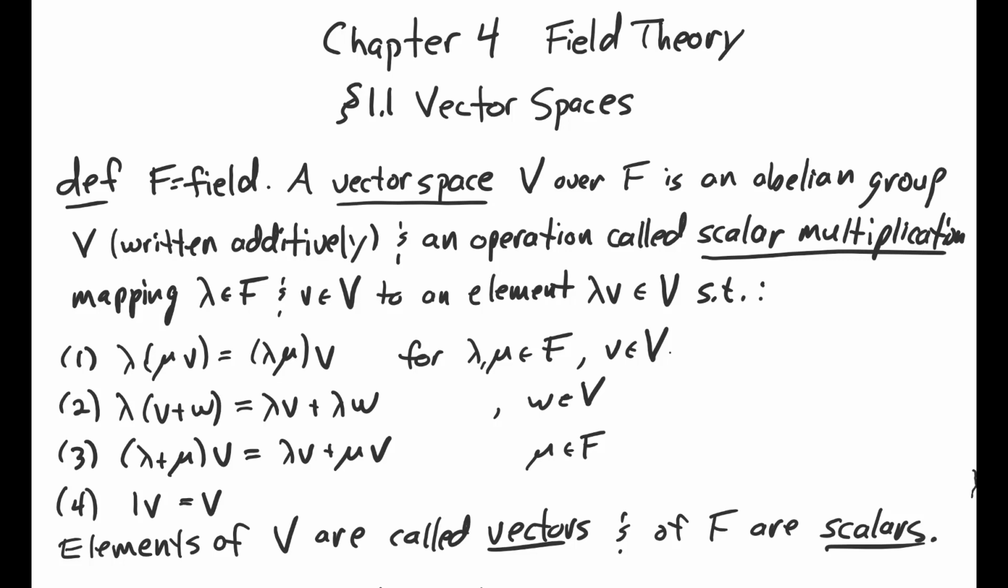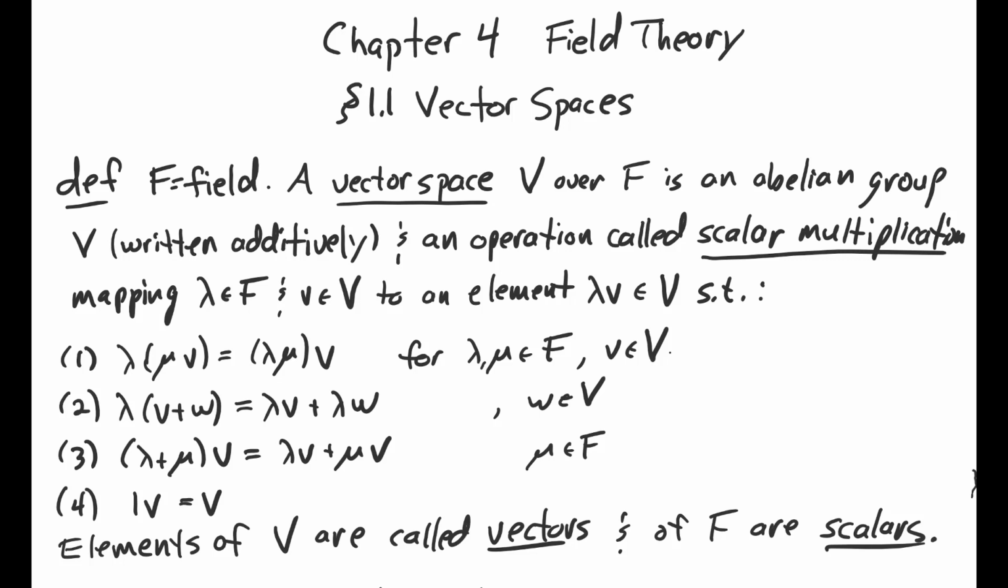We're going to fix a field, call it F, and a vector space, we'll call it V, is just a set that's an abelian group. That's what we call vector addition. And also, there's an operation called scalar multiplication. What that really means is you have a mapping from your field cross your vector space into your vector space.